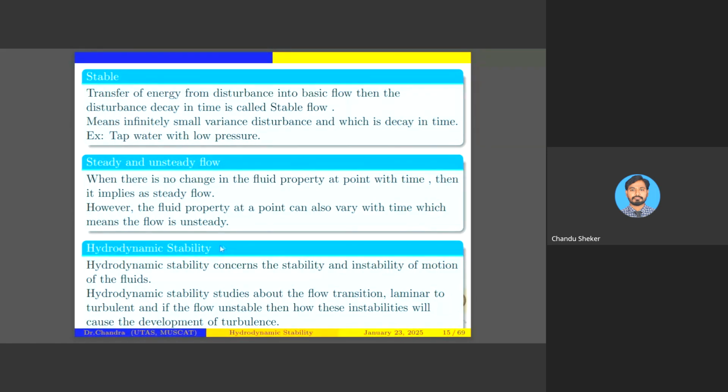Okay, now we are going to deal with hydrodynamic stability. Let me explain about this hydrodynamic stability. It mainly concerns the stability and instability of the motion of the fluid, and it also studies the flow transition from laminar to turbulent. If the flow is unstable, then how does this instability cause the development of turbulence? That is what we'll study, the background of hydrodynamic stability.